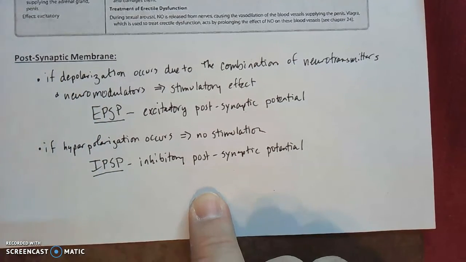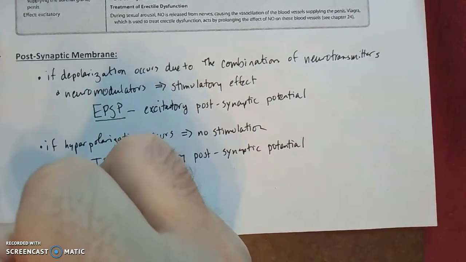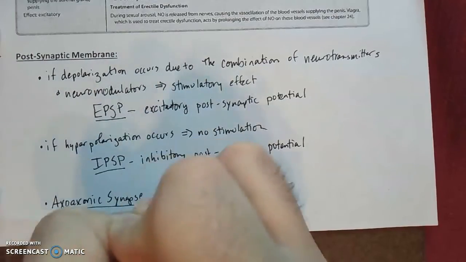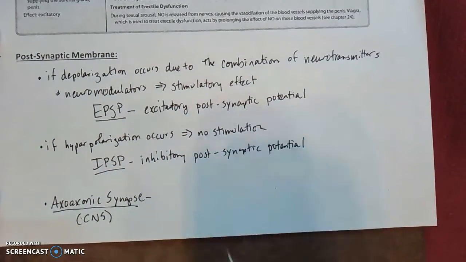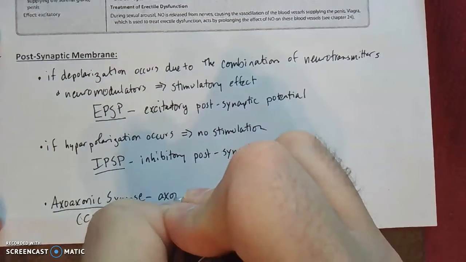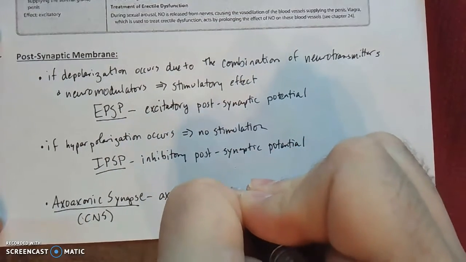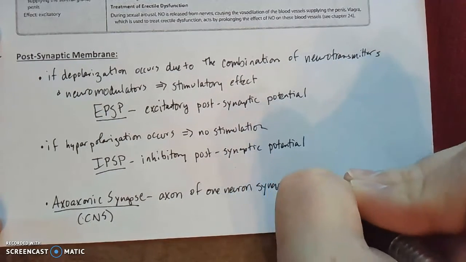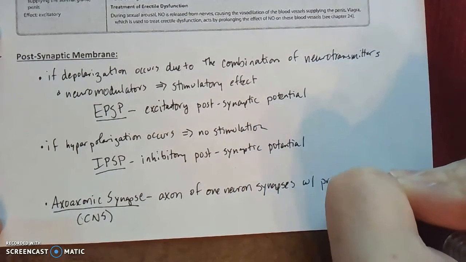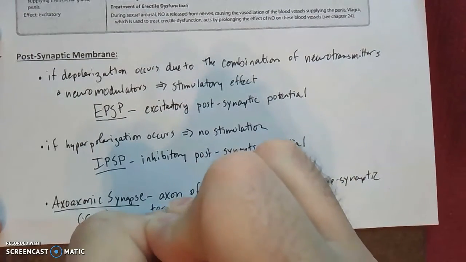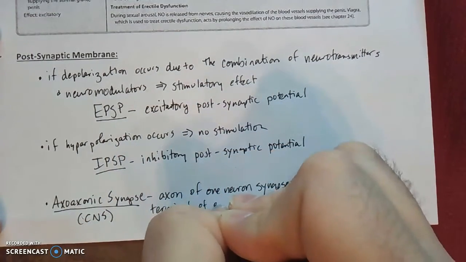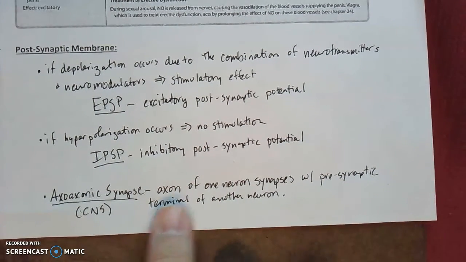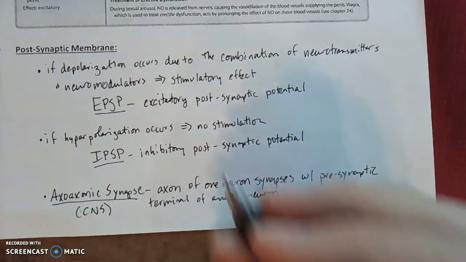The other thing that can happen at a postsynaptic membrane is something called an axo-axonic synapse. This is very common in the central nervous system. So here we have the axon of one neuron synapsing with the presynaptic terminal of another neuron. So there's a synapse at the presynaptic terminal.